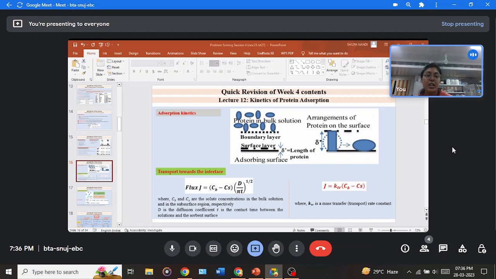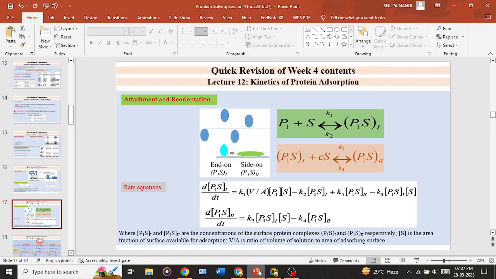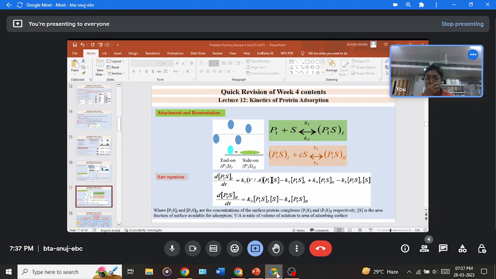So this flux J can also be written in terms of KTR, where KTR is the mass transfer or mass transport rate constant. So J is equal to KTR times Cb minus Cs. Basically, attachment and reorientation can be given in the equation as P1 plus S, which gives P1S1.